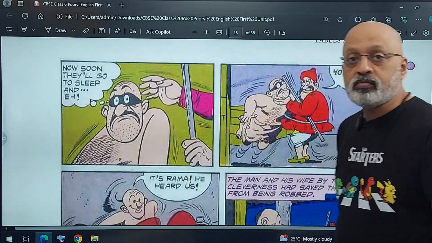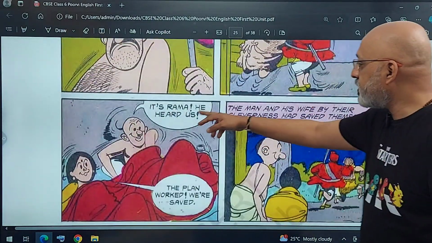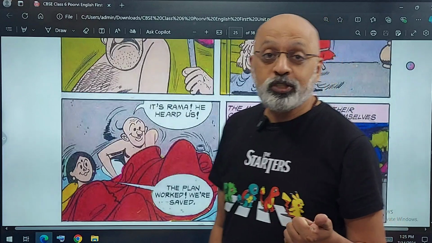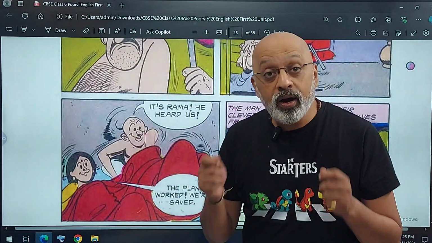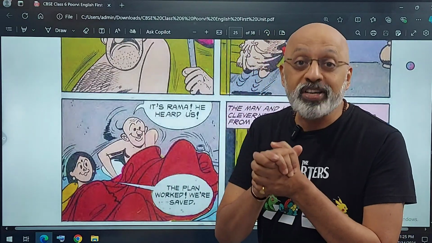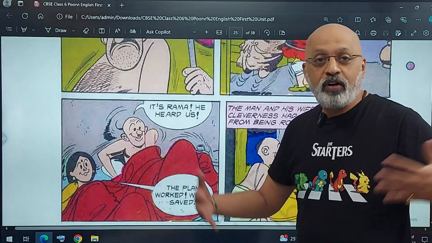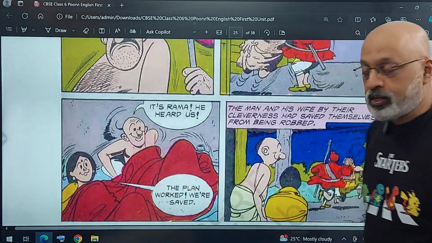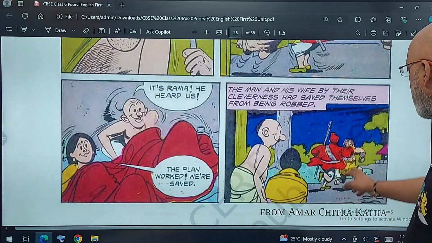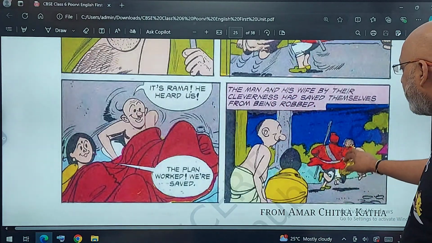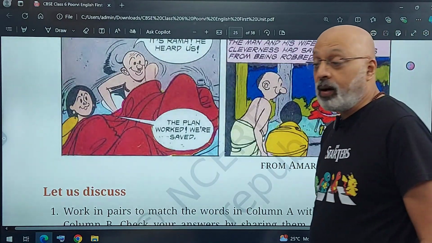So at that time the kotwal comes and catches hold of the thief. You are under arrest करके बोलता है. It is Rama, he has heard us. So there उनकी जो चाल थी वो सफल हुई. They succeeded in ensuring that Rama, the kotwal, heard their voice and came in to rescue them from the burglar, from the robber. The plan worked. We are saved. So the wife is very happy that the plan of the husband actually worked. The man and his wife, by their cleverness, had saved themselves from being robbed. So Rama, the kotwal, arrests the robber and takes him away, while these people see from Amar Chitrakatha, जिसके बारे में मैंने आपको पहले बताया.